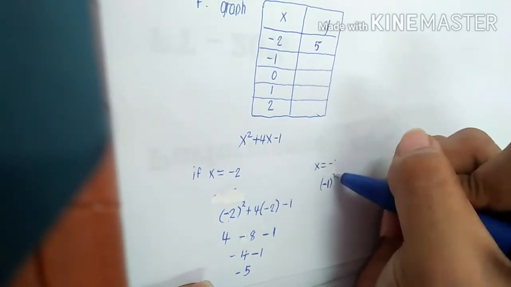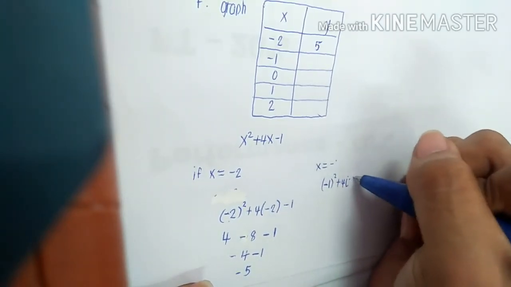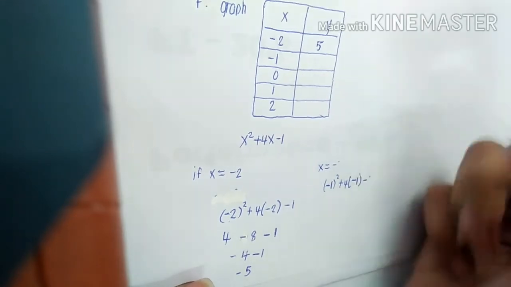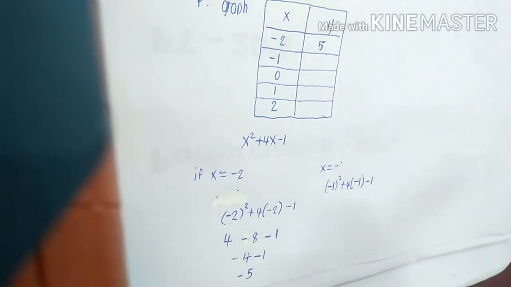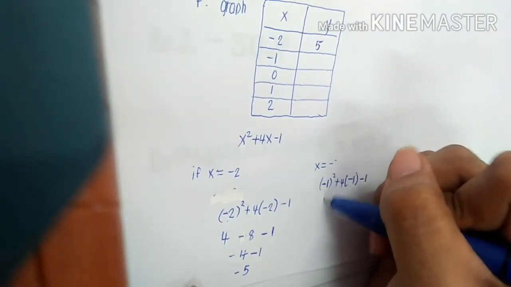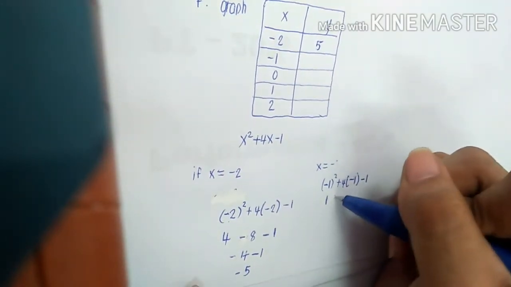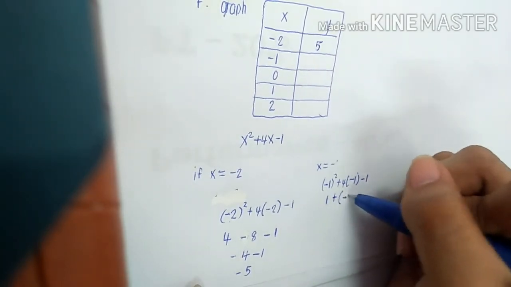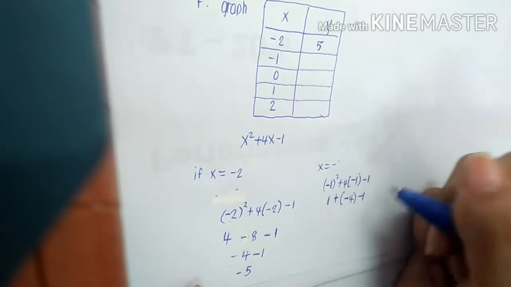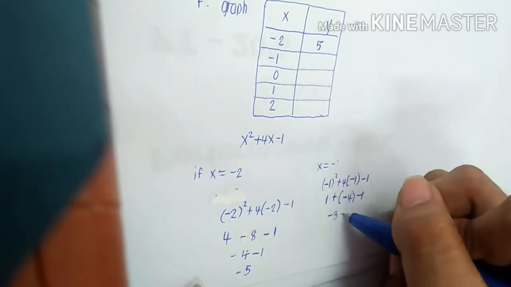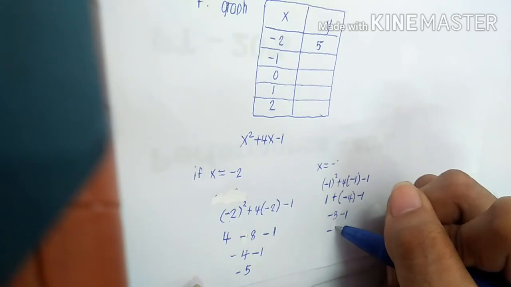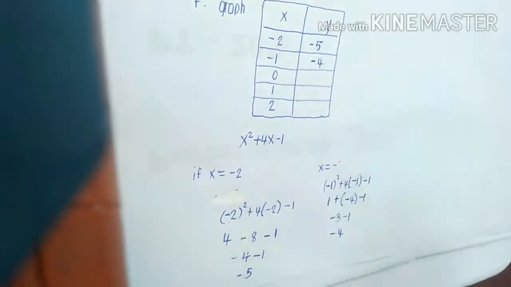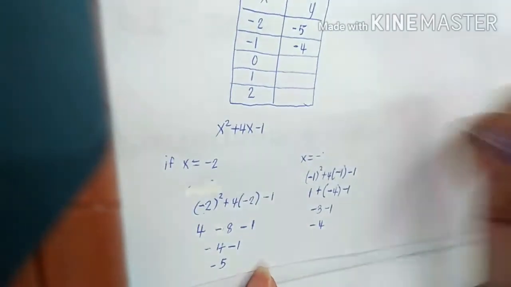Next, x is equal to negative 1. So negative 1 squared plus 4 times negative 1. So negative 1 times negative 1, so this is positive 1. Plus negative 4 minus 1. So this will be negative 3 minus 1, so negative 4. Okay, next.